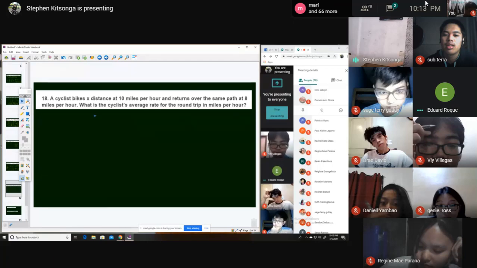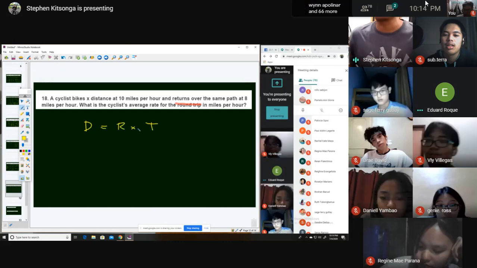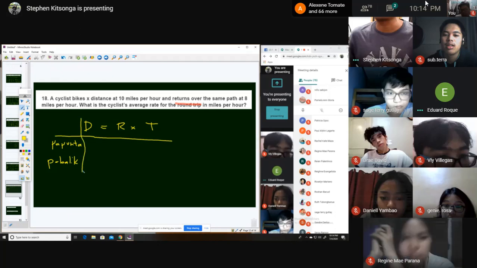Here, we're talking about a round trip. Round trip. And di ganun. Distance, rate, times time. So, word problem to. Papunta, pabalik. If you're talking about a round trip ng same cyclist, then his average rate for the whole trip is his total, this one, this is total distance over his total time. Clear ba yun? Ganyan. So sinabi na dyan, X, then returns over the same path.